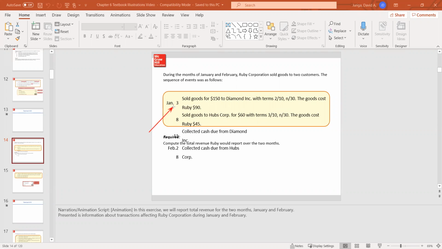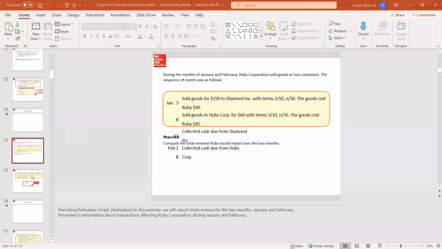So that one would be within 10 days. So they're going to get the discount. And then it says on February 2nd, they collected cash from Hubs. And on that one, they are not going to get the discount because that's after 10 days. And then what they want you to do in total is to compute the total revenue they would report over 2 months.